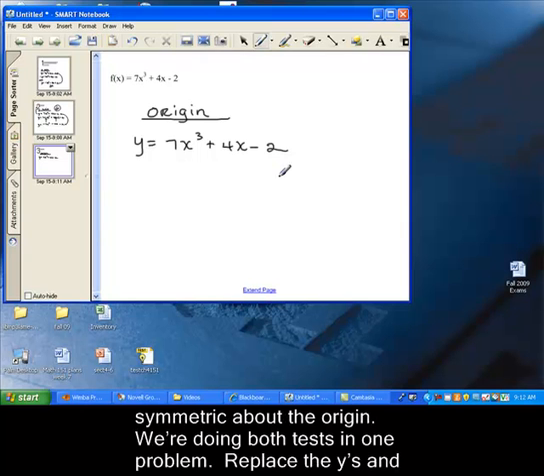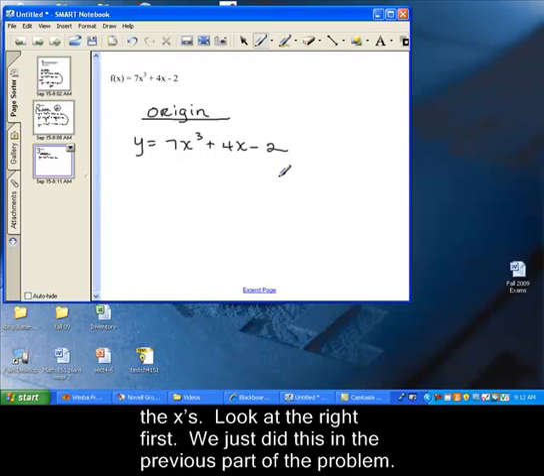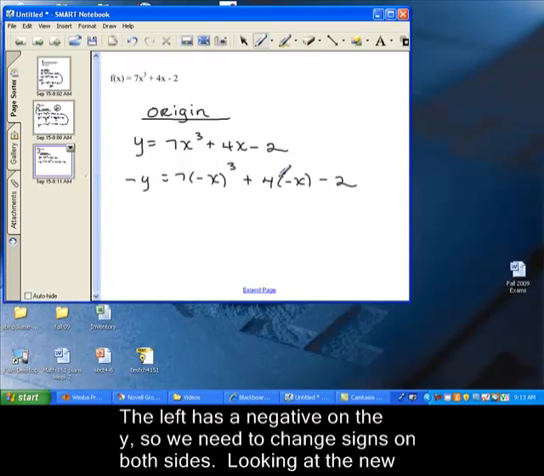For the test for the origin, we must replace the y's with negative y's and the x's with negative x's. So it's like doing both tests in one problem. Once we do the substitution, we just need to do the algebra. I'm going to work on the x's first. Since I just did that in the previous test, I should be able to get my signs right. Remember, a negative that's cubed is a negative. So we're going to look at the right-hand side of the equation first.